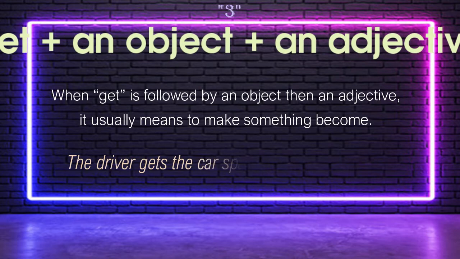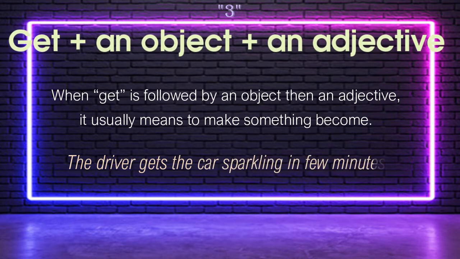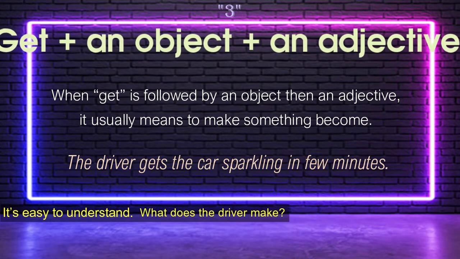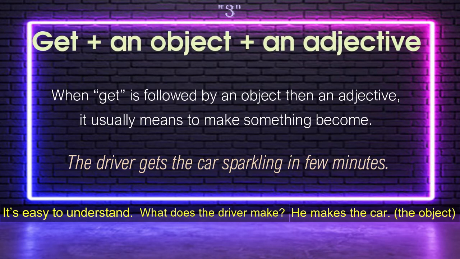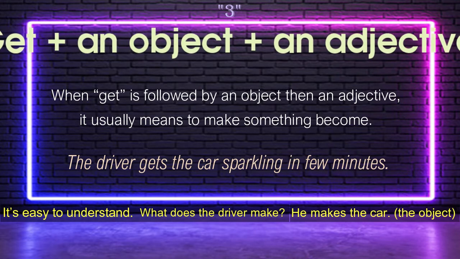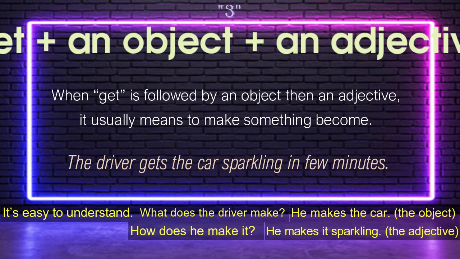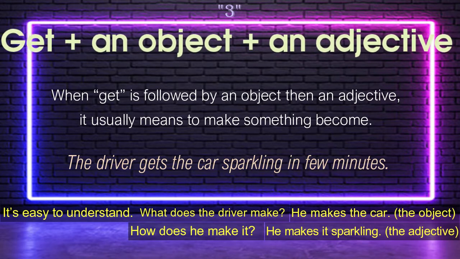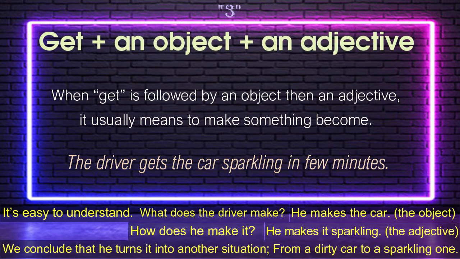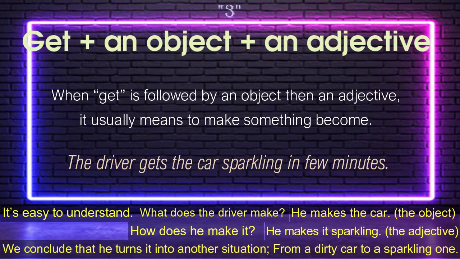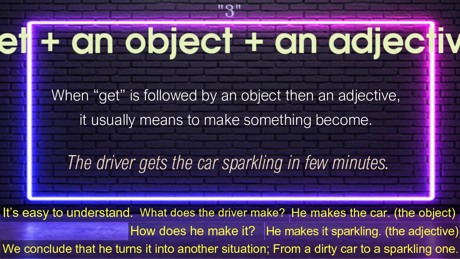The driver gets the car sparkling in a few minutes. It's easy to understand. What does the driver make? He makes the car, the object. How does he make it? He makes it sparkling, the adjective. We conclude that he turns it into another situation, from a dirty car to a sparkling one.